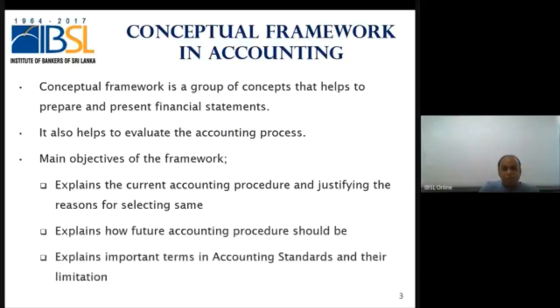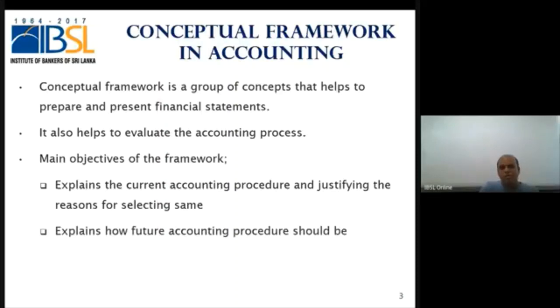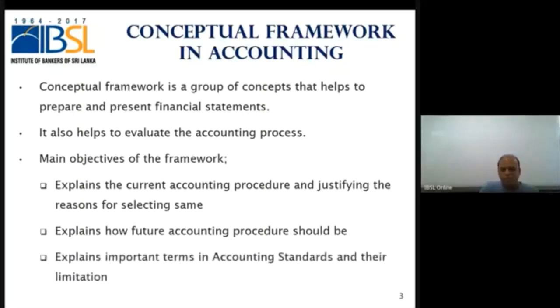And how your future accounting procedures should be. You need to also say about how your future accounting procedures should be. And most importantly, it also needs to explain the important terms in accounting standards and their limitations. So what you see here is known as the main objective of the framework.